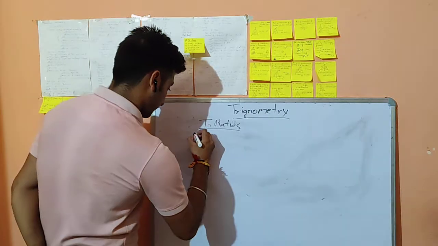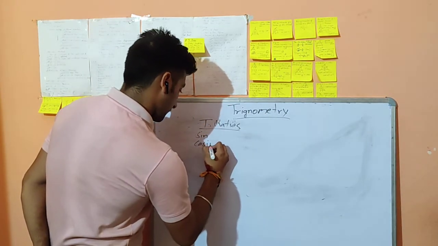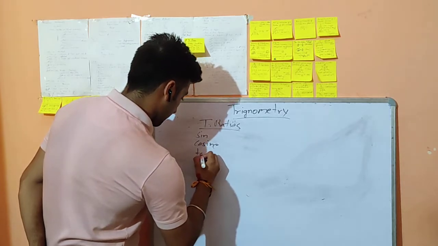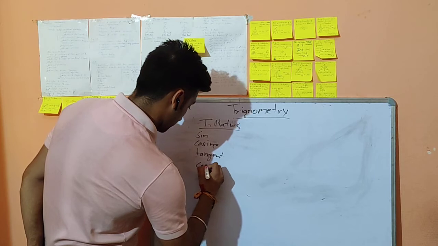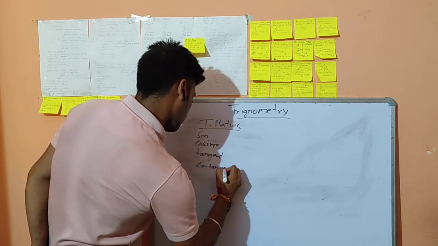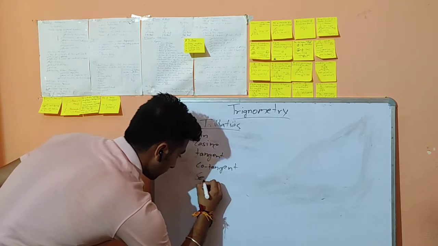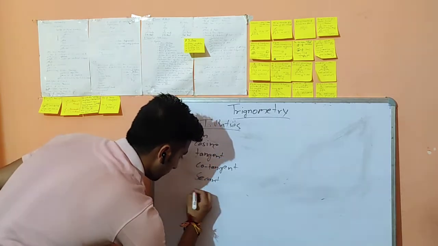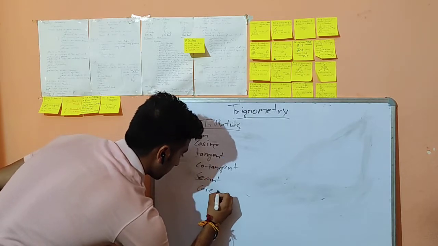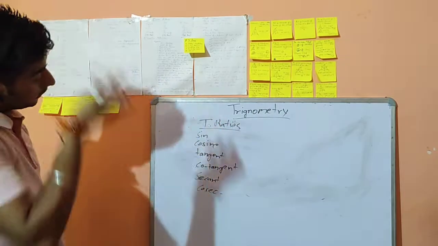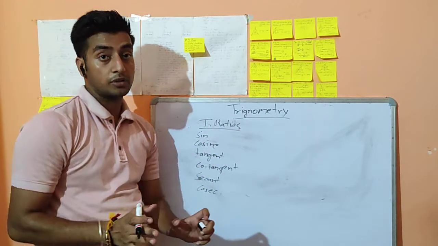Let me name them. Sine, cosine, tangent, cotangent, secant, or we say cosec. These are the trigonometric ratios. Now, why are we calling them ratios? There's a logic behind it.